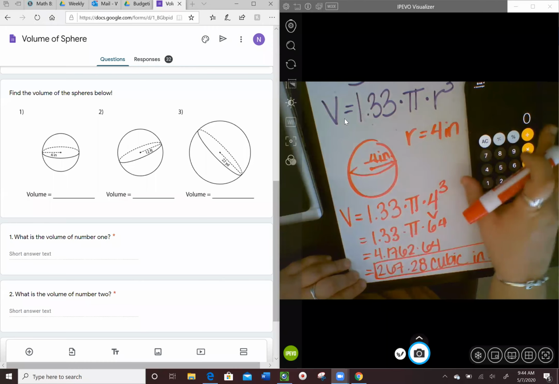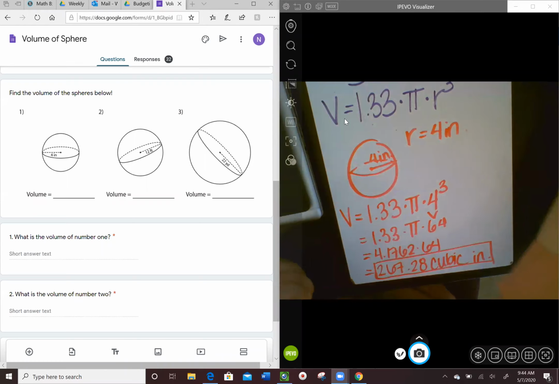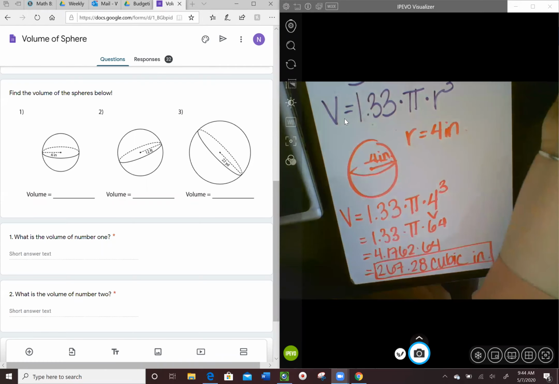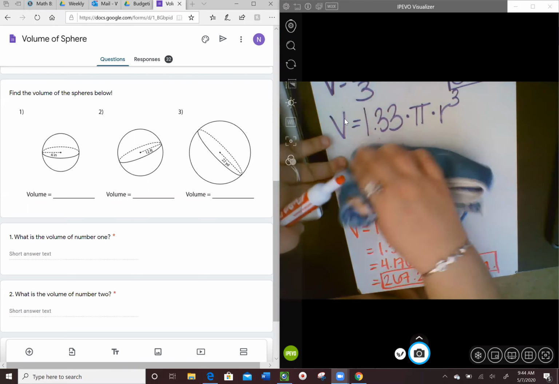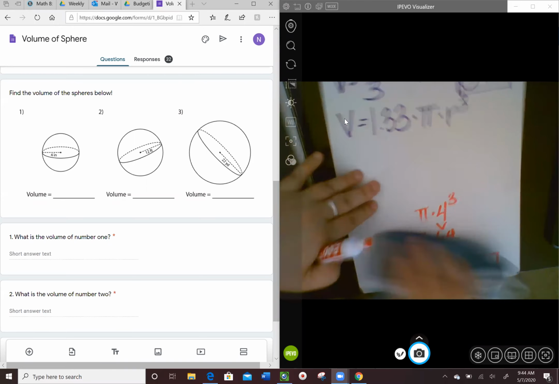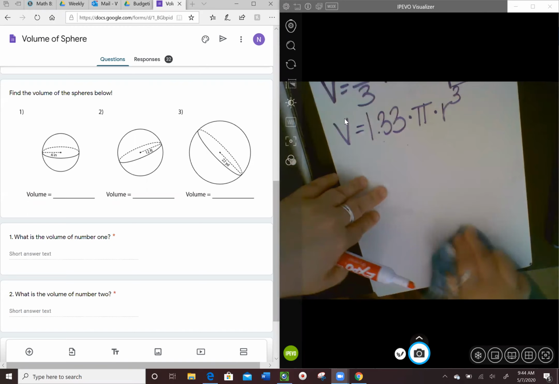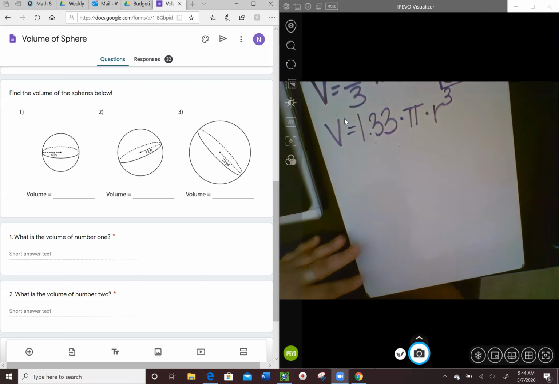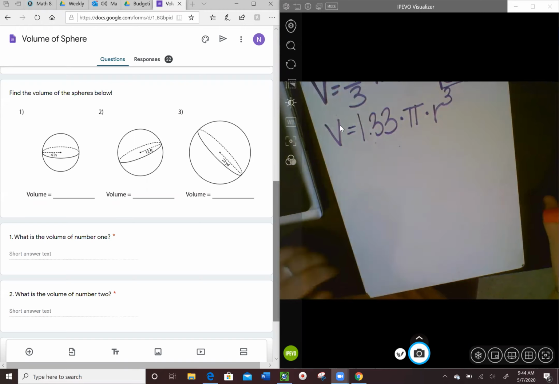Any questions on number 1? All right, spectacular. We're going to move on to number 2. You'll see these are the same process every single time. No matter what the radius is, we're going to follow the same steps every single time. I'm going to stick to using the second formula because I think for a lot of us, it's going to be a little bit easier.